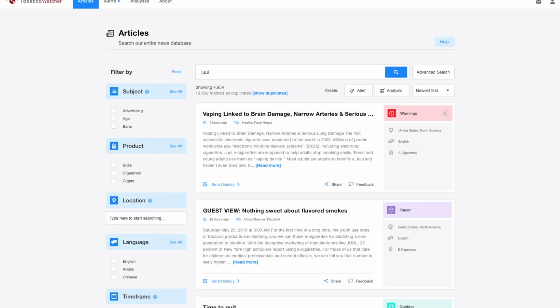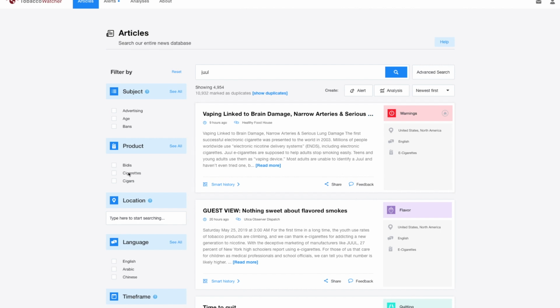So here's the results of articles that contain the word Juul, showing some of the results and hiding some of those marked as duplicates. Here we can see the first article, Vaping Linked to Brain Damage, Narrowing Arteries, an article published recently and by Healthy Food House. Our machines believe this article is primarily about health warnings. It's focused on the United States and North America, was authored in English, and is primarily about e-cigarettes.